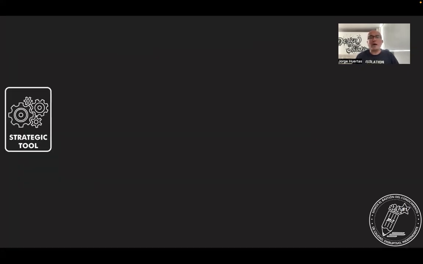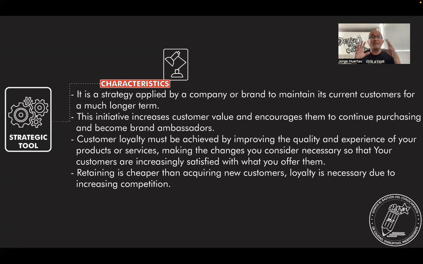Well, when we talk about a customer retention plan, we're really talking about a strategic tool. It has the following characteristic. It is a strategy applied by a company or a brand to maintain their current customers for a much longer term, and of course, sometimes to expand. This initiative increases customers' value and encourages them to continue purchasing and become brand ambassadors.